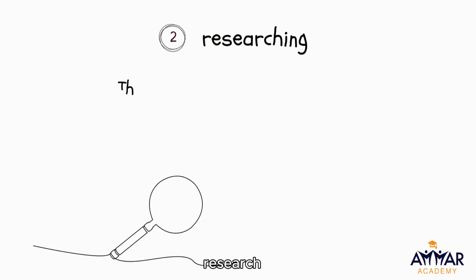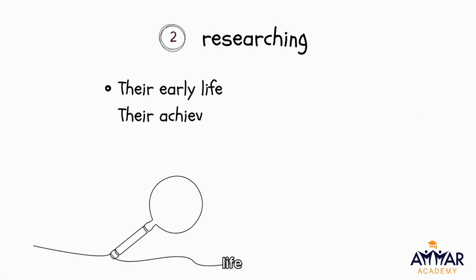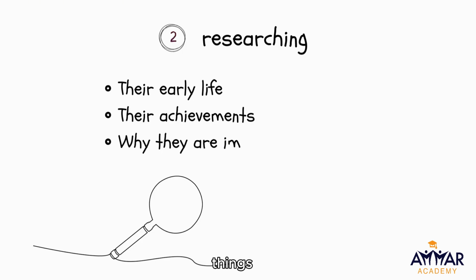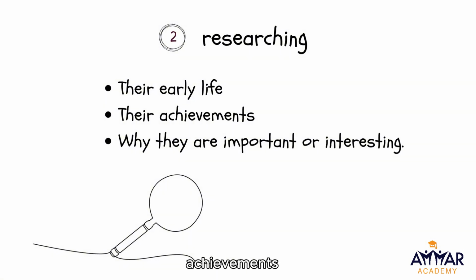Step number 2 is research. Research means learning about the person's life. You want to focus on 3 things. Number 1, their early life. 2, their achievements. 3, why they are important or interesting. Take notes as you go. Write down the key dates, events, and interesting facts.